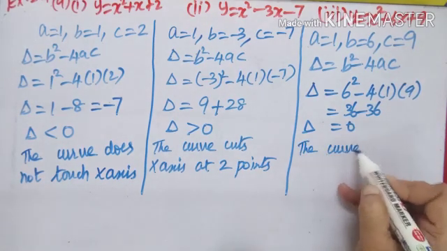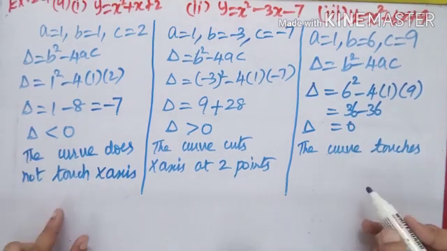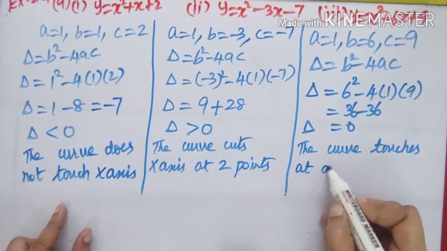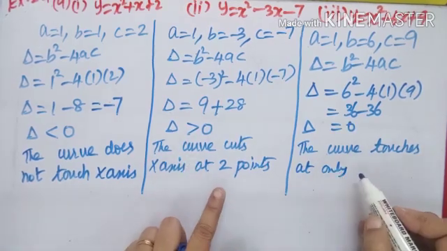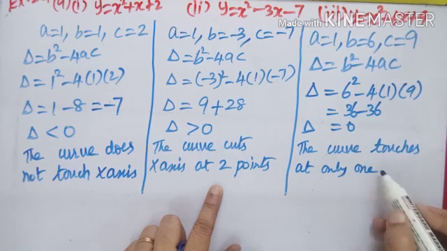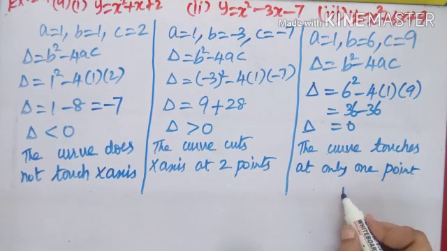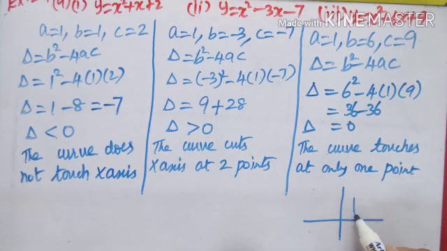So notice the 3 different cases. Del negative does not touch. Del positive touching at 2 points. And del is 0, it touches at only 1 point. For your clarity, this need not be done in the exam, but you should know. It touches at one point.